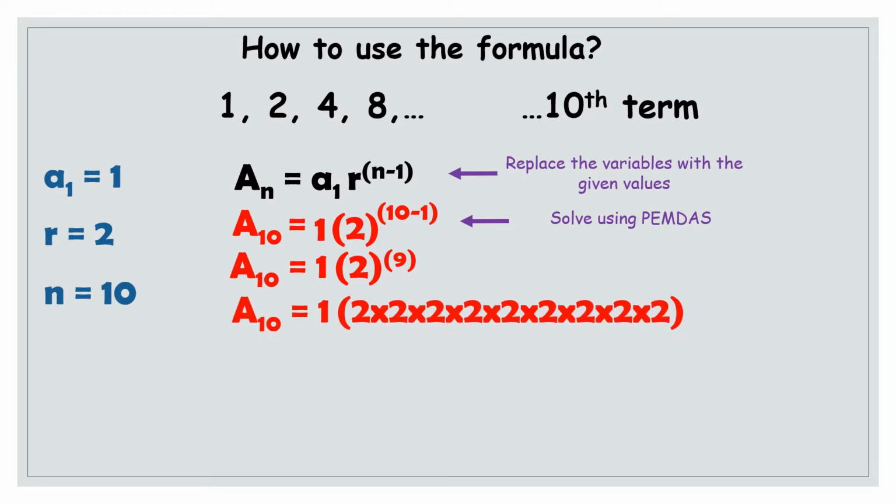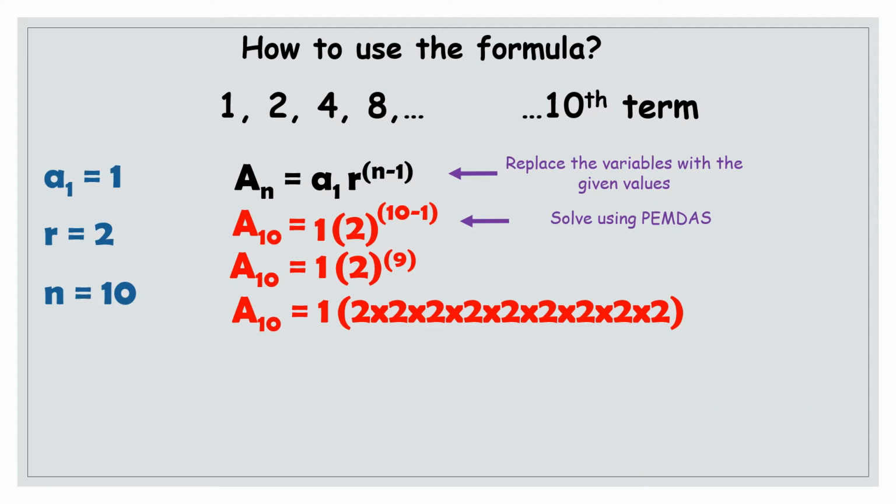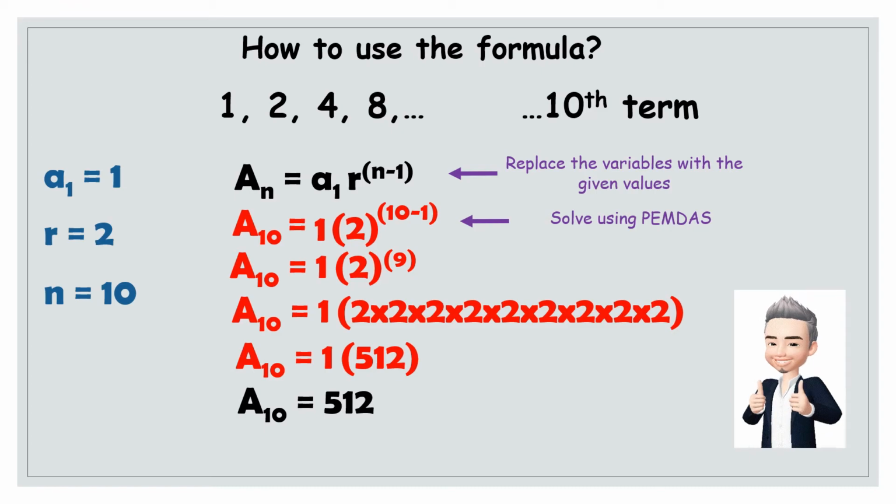Then we expand the exponent, so we will now have a sub 10 is equal to 1 times 2 times 2 times 2 times 2 times 2 times 2 times 2 times 2 times 2, expanding 2 raised to 9. So be careful with this one. The common mistake of students is they multiply the base and the exponent, which is wrong. What we're going to do is expand the exponent: you multiply the base the same number of times as the exponent. That's why you will have 9 2's. Multiplying this will give you a sub 10 is equal to 1 times 512, which is equal to 512. So the 10th term of the sequence is 512.